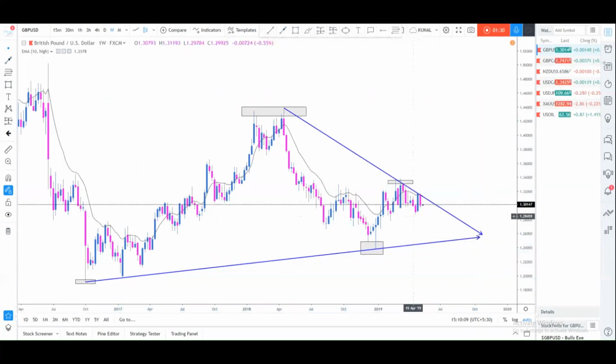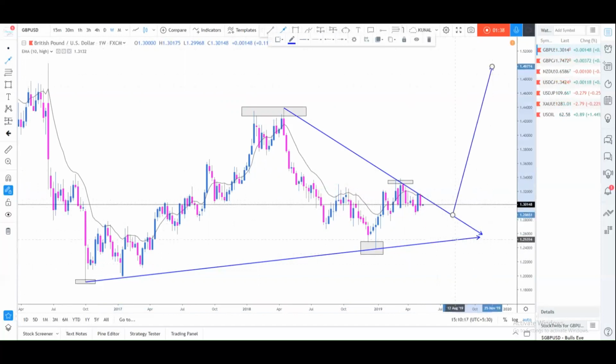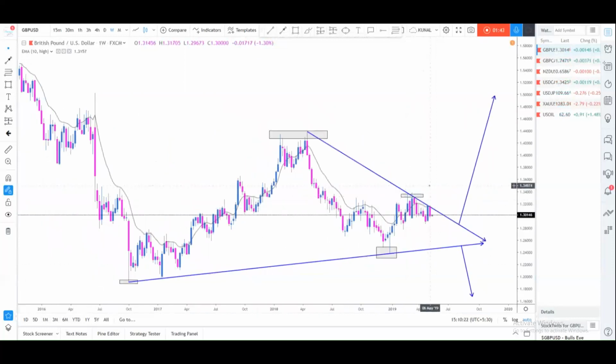So anyhow, sometime in the near future, it's going to be broken to either side. We can have that massive push to the upside when it breaks, and to the downside as well. So we don't know for sure. We will wait for price action to play out. So let's come to the daily, because this information to me looks relevant.